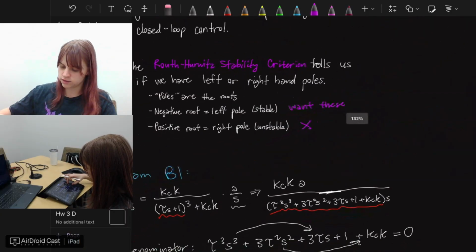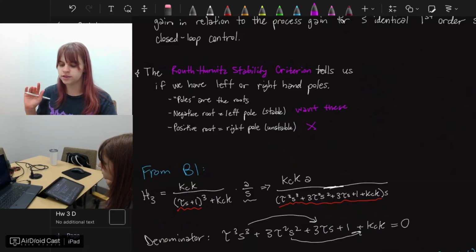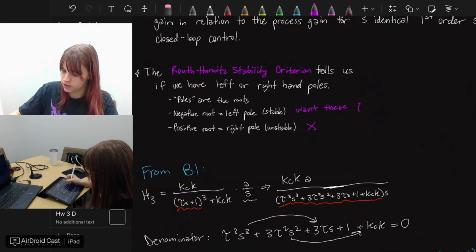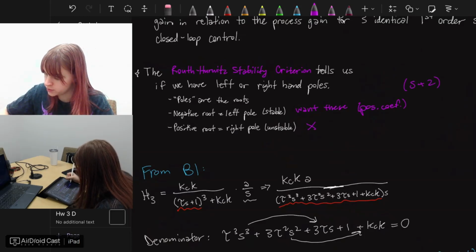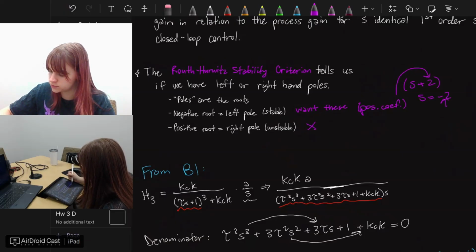As I said earlier, we would like to have negative roots because that dictates that we have a left-hand pole, and that also means that it is a positive coefficient. If we had an s plus 2, then our root would be negative 2. So that is what I mean by our positive coefficient, but we have a negative root.